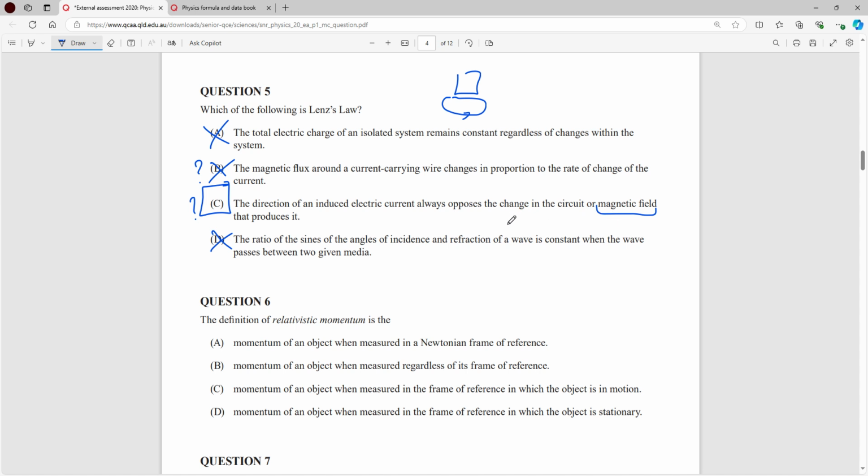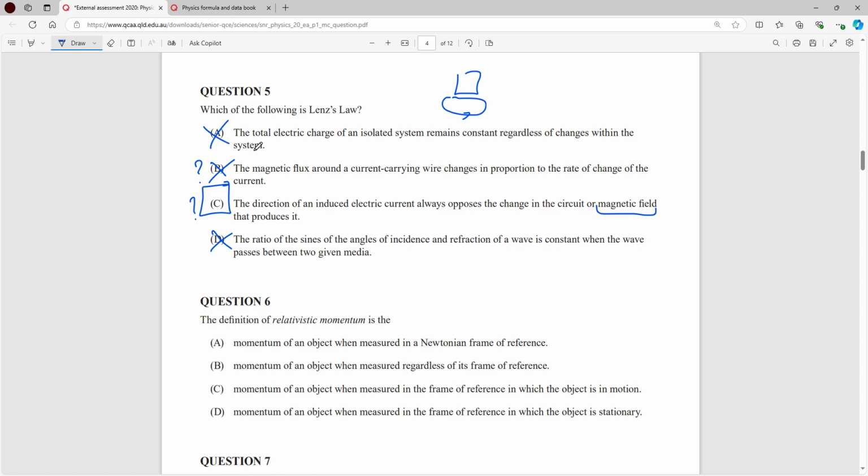Okay. So here I was looking mostly for a change in magnetic field and the word oppose. Okay. So here they've mentioned proportional. That's talking about a formula. But Lenz's law is basically saying it will oppose the change in magnetic flux. Now here they've said opposes the change in the circuit or magnetic field that it produces. It isn't perfect, but it's the best one given these 4 here, so you have to put that one.